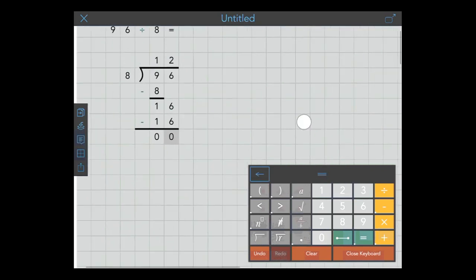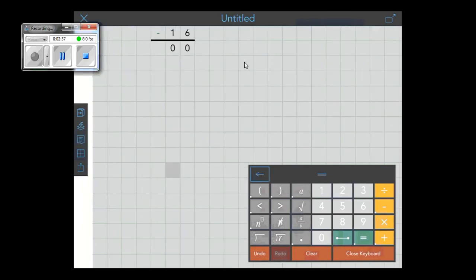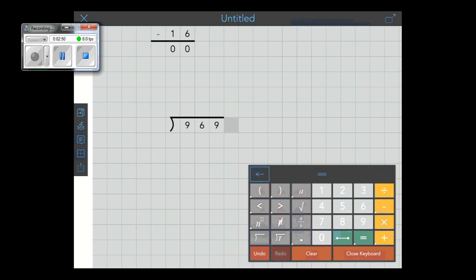I'm going to make that just a little bit smaller. We're going to move on to a harder problem this time. It's going to have a remainder. So we're going to do 96 divided by 9. So again, the first thing I do is make that division symbol. 96, and I place my 9. Whoops. Now that's good. If I need to erase something, I'm going to go ahead and use that clear button. And clear it again. Okay, 96 divided by 9.